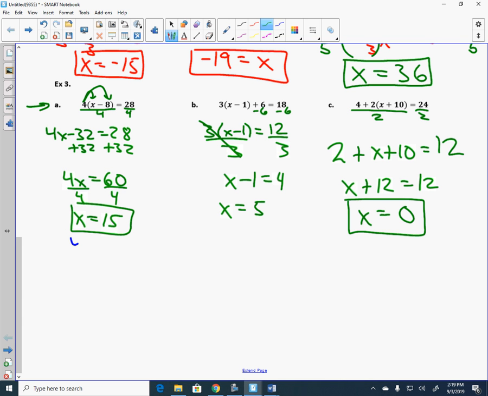Anybody get 0 and you're like, uh-oh, I bet I did something wrong because 0 is not a good answer. Colby believes in himself, good. But if you don't, you take that 0 and plug it in. 0 plus 10 is 10, times 2 is 20, plus 4 is 24. Okay.